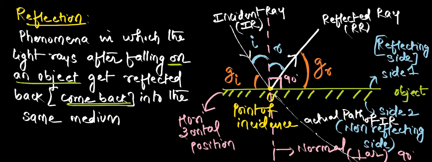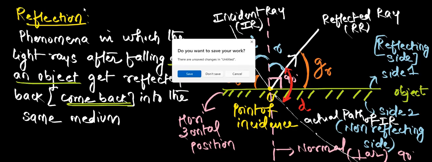Because of the presence of the object, it is undergoing some deviation and it is going in the path of reflected ray. So the angle between this reflected ray and the actual path of incident ray, what is this called? Angle of deviation D. Any doubt? All clear? Now we'll see the terminologies. I'll just write one by one now.